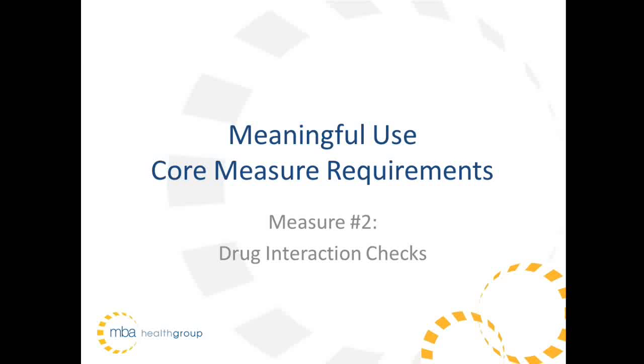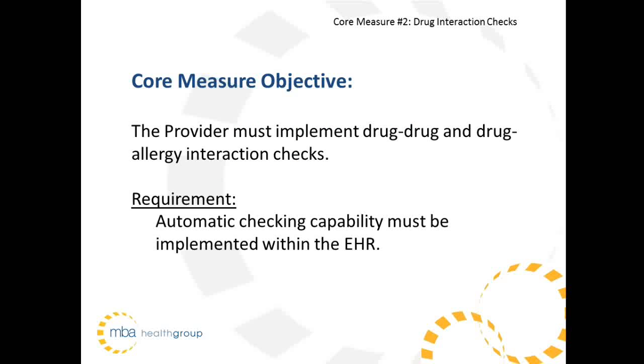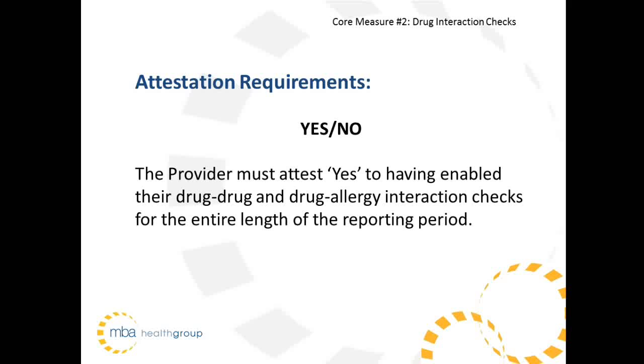Meaningful use core measure number 2 is drug interaction checks. The objective of this measure is for the provider to implement drug-drug and drug allergy interaction checks. To meet this measure, automatic checking capability must be implemented within the EHR. The attestation requirement is that the provider must attest yes to having enabled the interaction checks for the entire length of the reporting period. When you have this enabled in the EHR, which I'm sure almost all of you do, then you are able to attest yes to this measure.